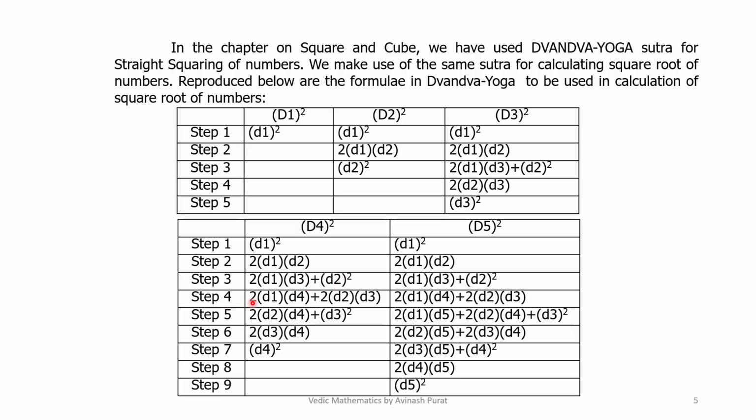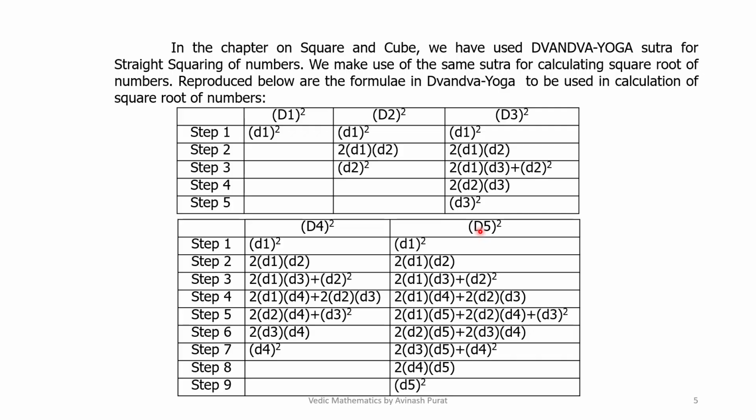Step 4 is 2 into D1 into D4 plus 2 into D2 into D3. Step 5 is 2 into D2 into D4 plus D3 square. Step 6 is 2 into D3 into D4 and step 7 is D4 square.